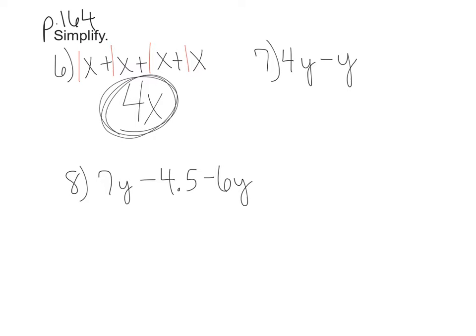So second, y doesn't have a number in front of it. We can put a 1 there, and then 4y minus 1y would be 3y. Good. Just like 4 minus 1 is 3, 4y minus 1y is 3y.